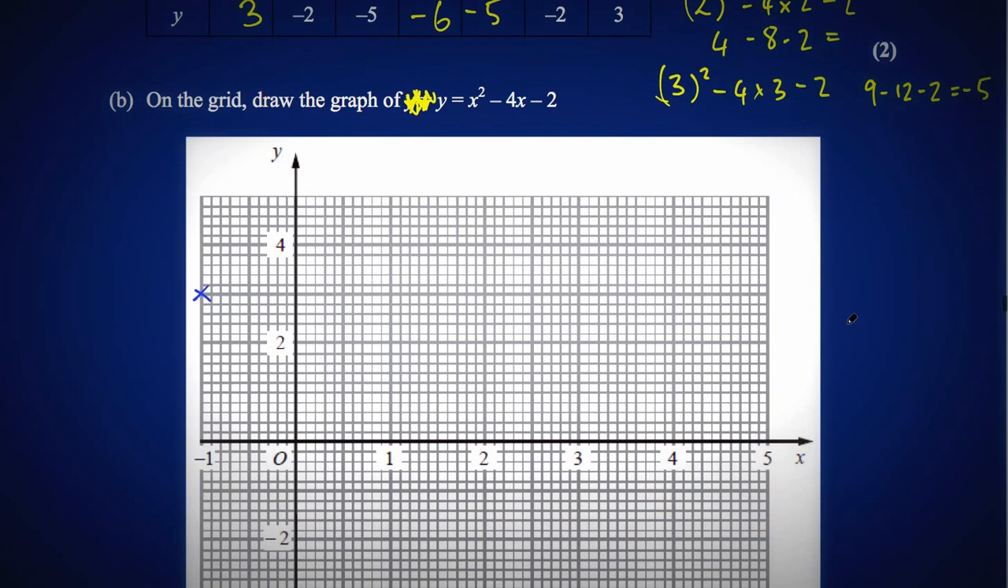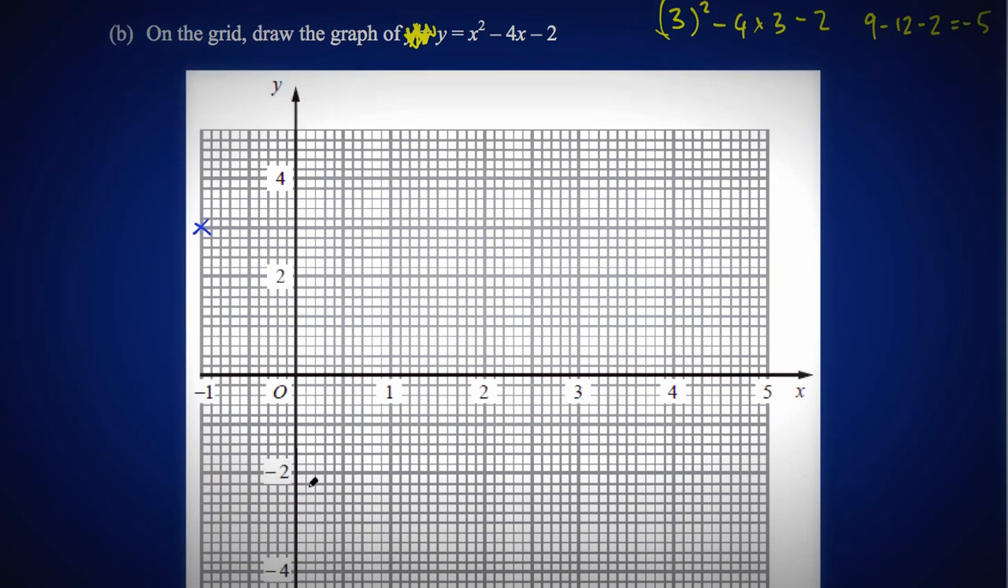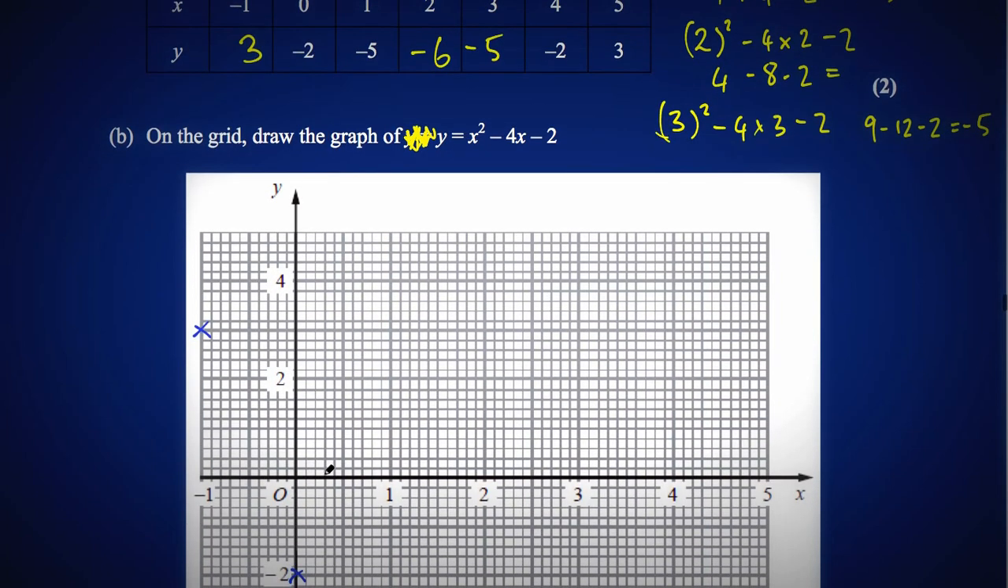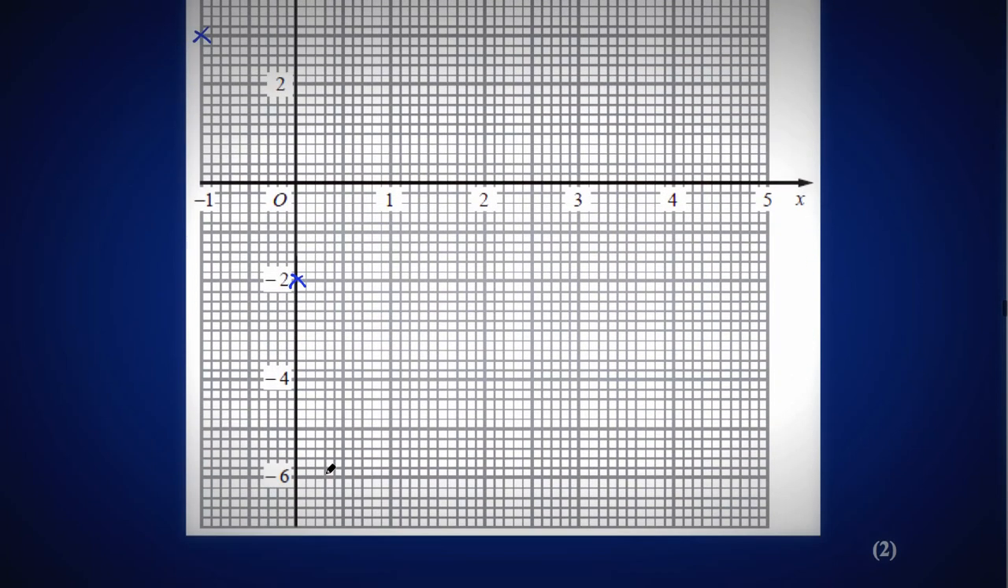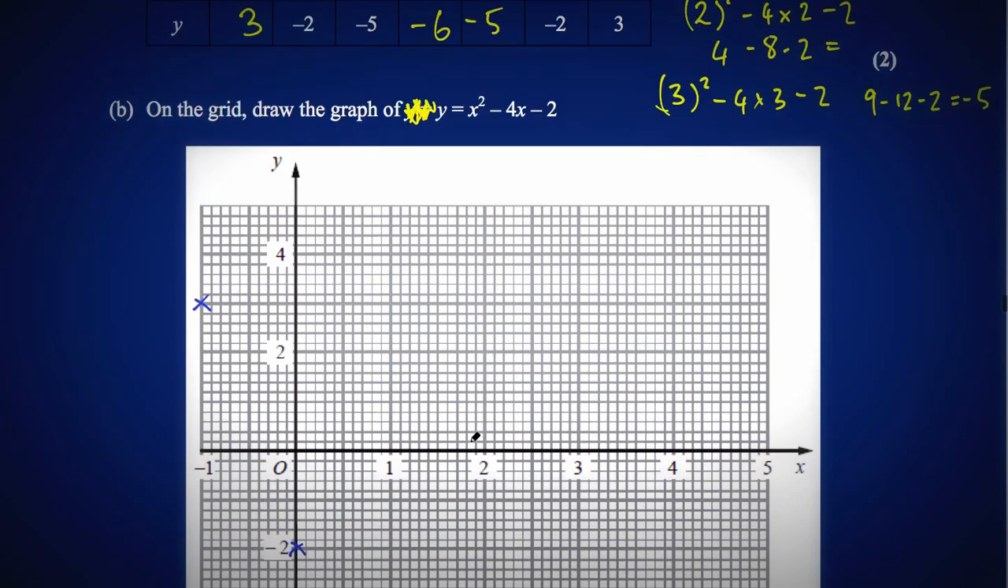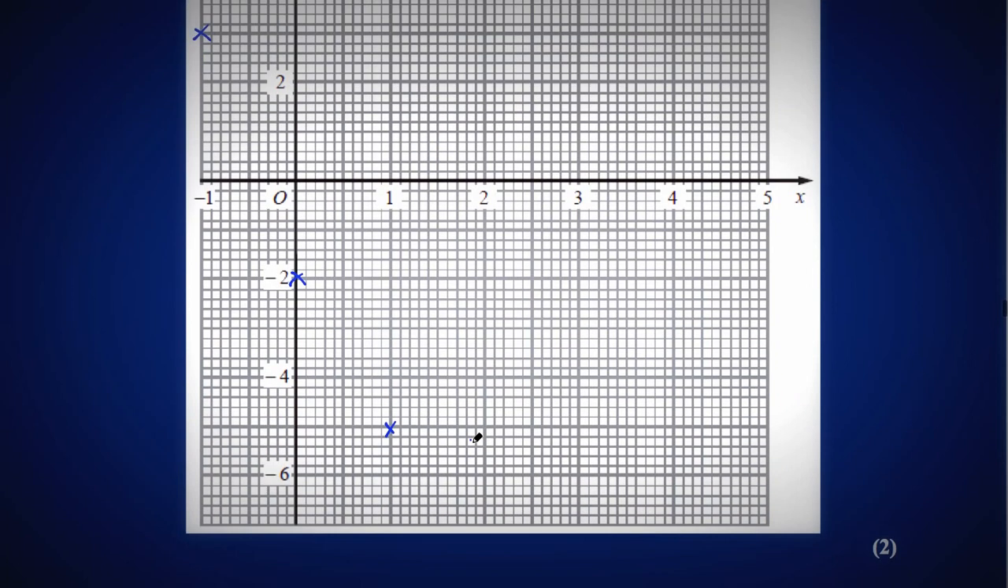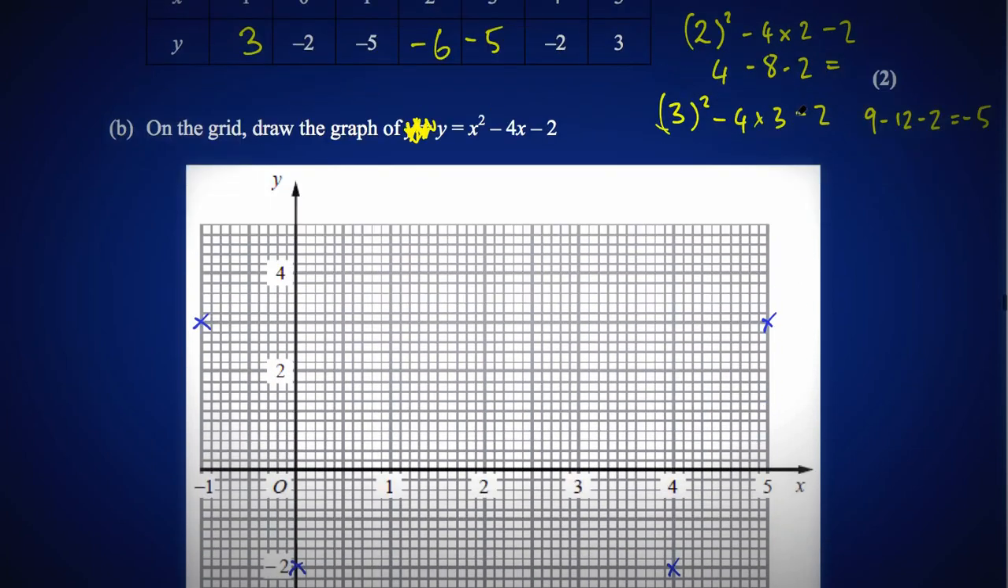So that is now below the axis. 1 and minus 5. 2 and minus 6. And that reaches the bottom of the graph, the minimum point there, and from there on it's symmetrical. Let's check that final one. 5 and 3 is 5 and 3.